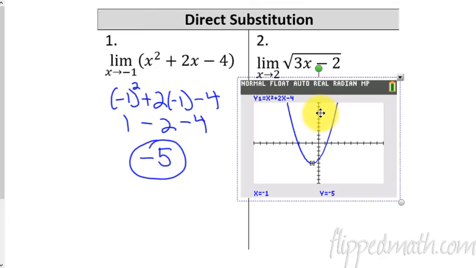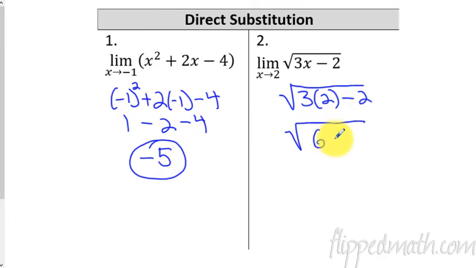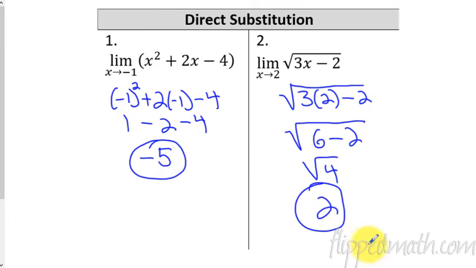Okay, let's get rid of that and try example number 2. And again here, we just do direct substitution. So we're just saying if the limit as x approaches 2, so x becomes a 2, you plug that in to see what the y value is, and we get the square root of 6 minus 2, which is the square root of 4, which is 2. So easy and simple. Let's take a look what the graph looks like.